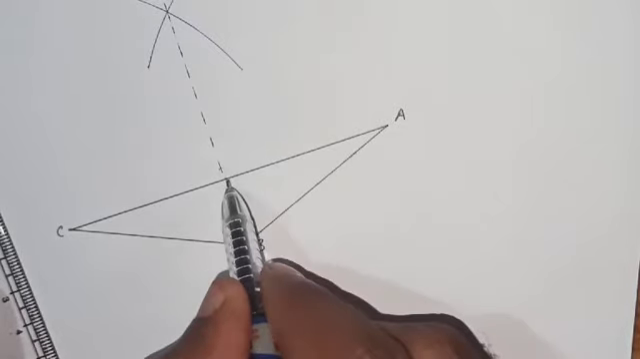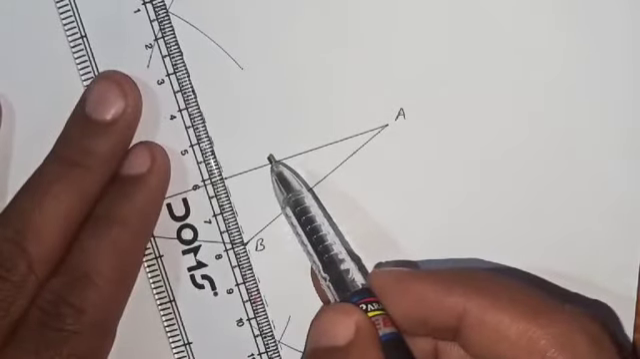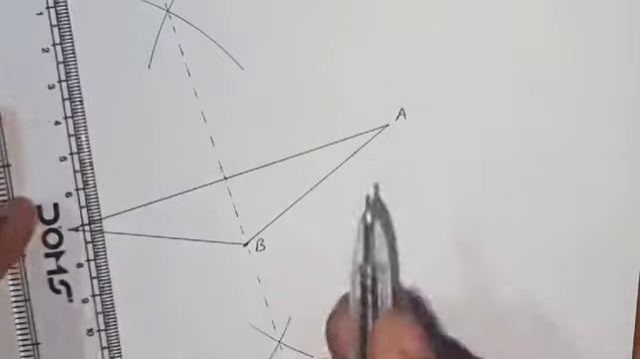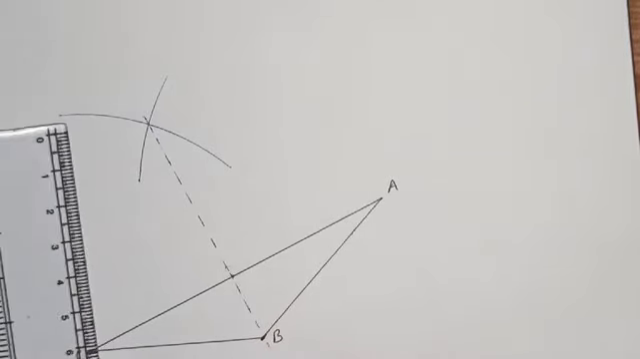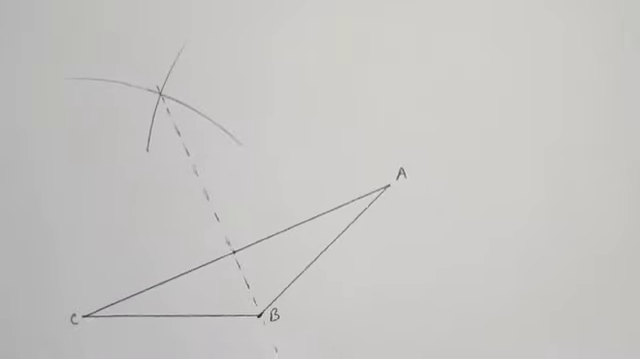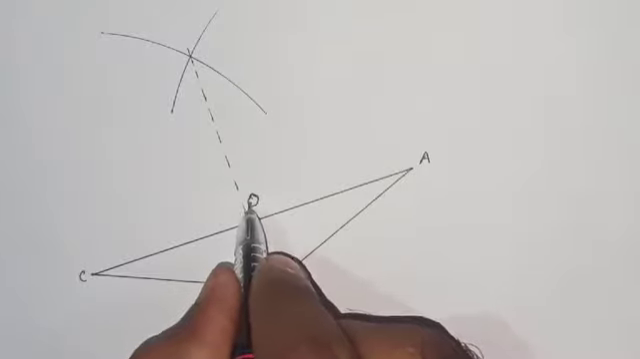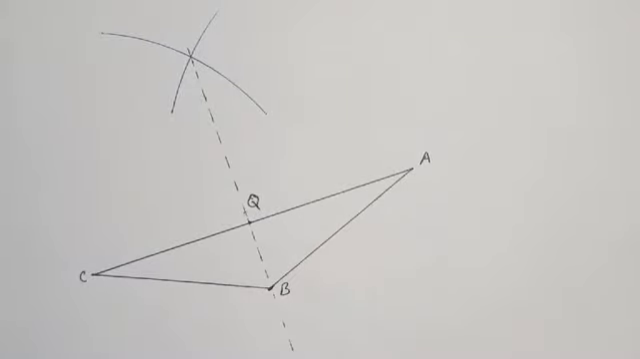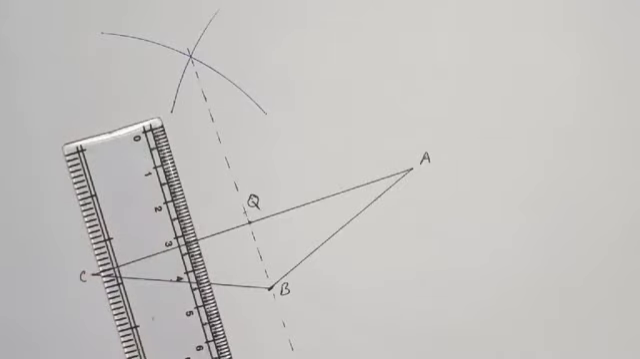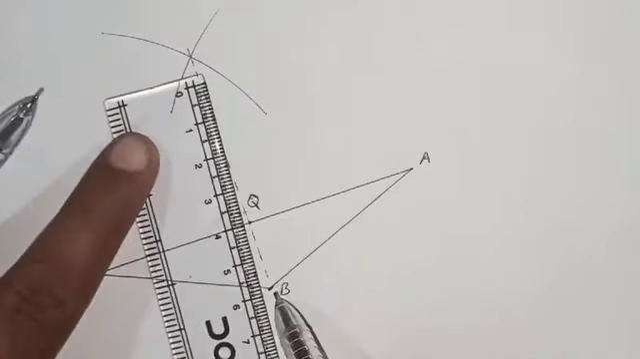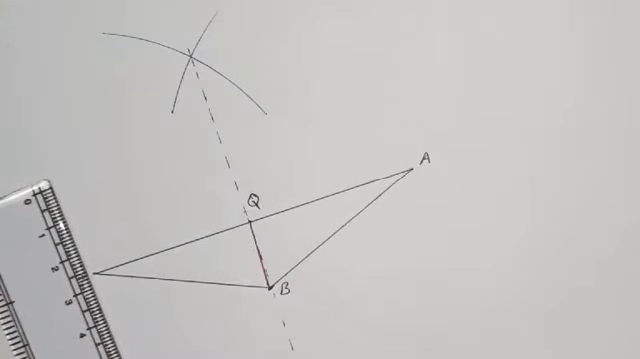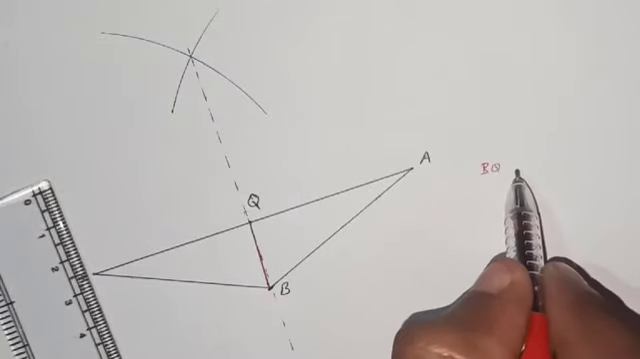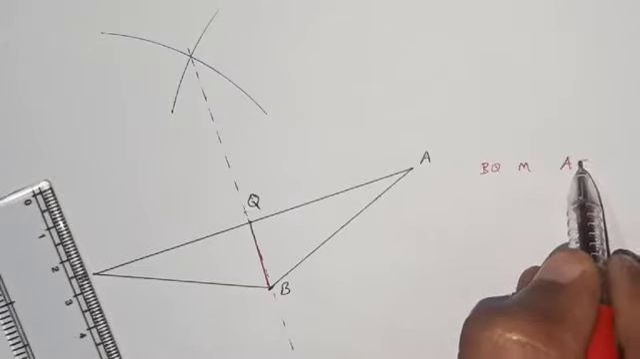Okay, so we have got this point. Suppose this is R, let it be point Q. Now we have to draw line segment BQ, so it will be the median. Okay, so BQ is the median of AC.